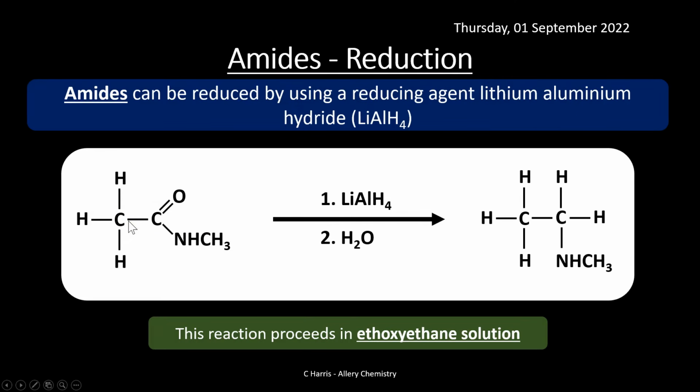So this one, we're going to react it with a reducing agent and some water, and we produce our reduced product here, as you can see. So the carbonyl group has effectively been reduced at this point, and we produce this product instead. This reaction proceeds in ethoxyethane solution, and this is the reaction. So what we're doing is reducing this down to this amine instead.